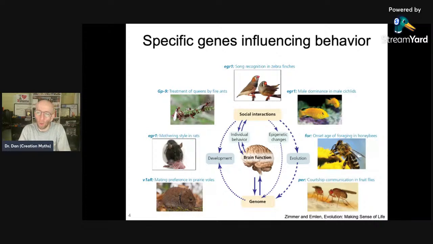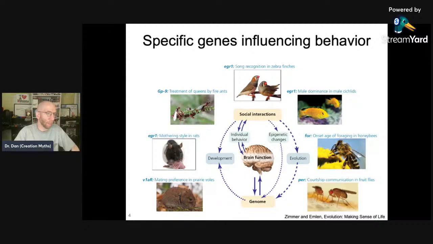Okay, so let's talk about real science. Let's look at how there are specific genes that can influence behavior. We've documented specific genes that affect specific behaviors. And this figure, again from the same textbook, using a lot of their figures, shows some of the ones that we've documented.